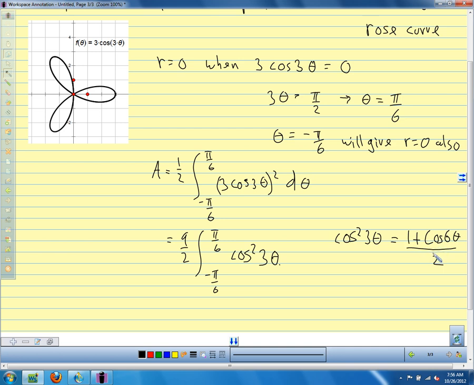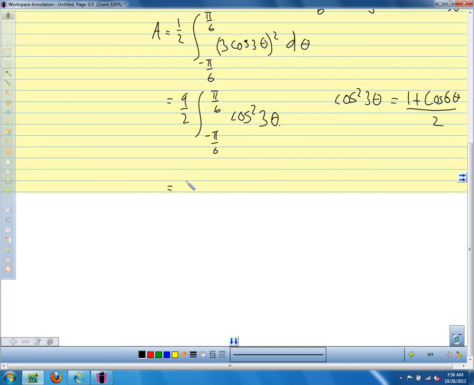What's that? It's a manipulation of the formulas for cosine 2 theta, right? Right, right. So this gives us just the first power of cosine of 6 theta, which is much easier to integrate. So we end up with 9/2 the integral from minus pi over 6 to pi over 6 of 1 plus cosine 6 theta over 2 d theta.